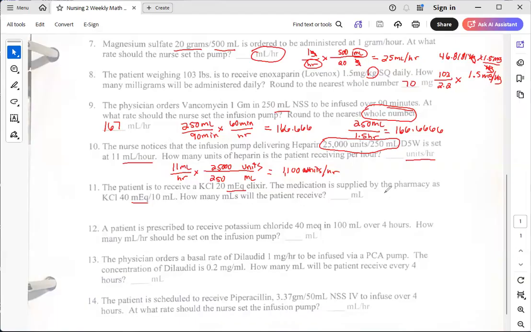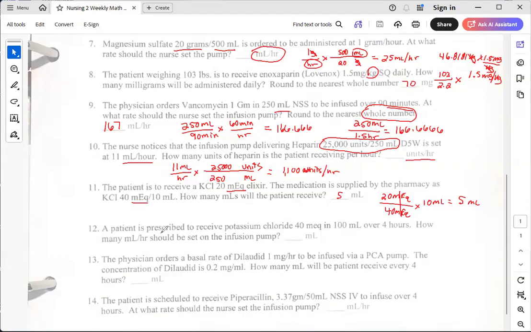So I'm going to treat it the same. I'm going to take my order, which is the 20 milliequivalents, over my available, which is 40 milliequivalents. And I'm going to multiply by my quantity of 10 ml. So 20 times 10 is 200 divided by 40, and we get 5 ml.